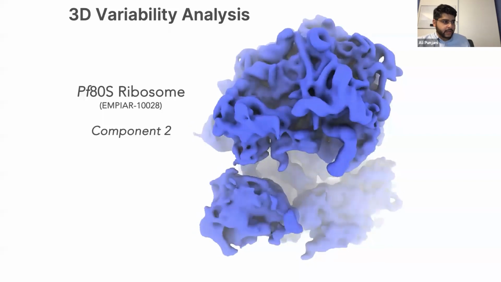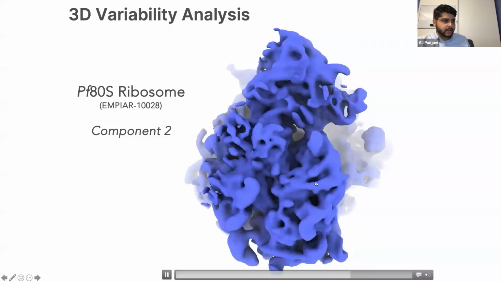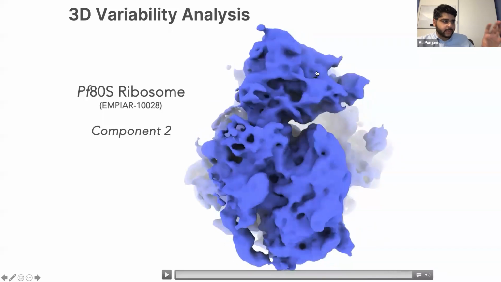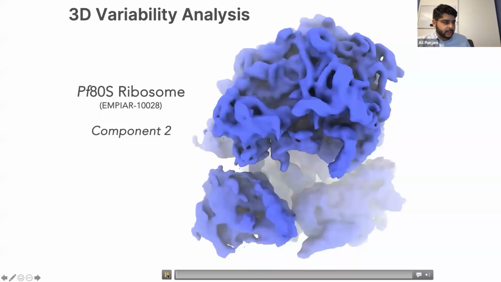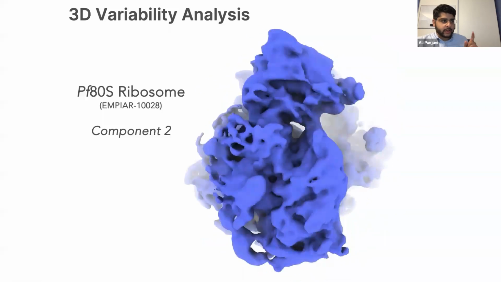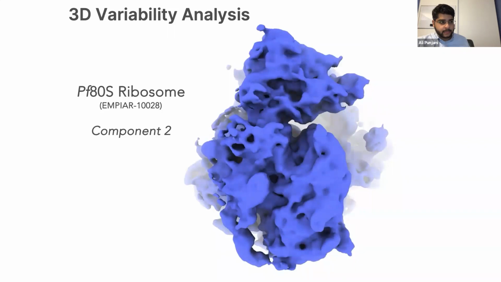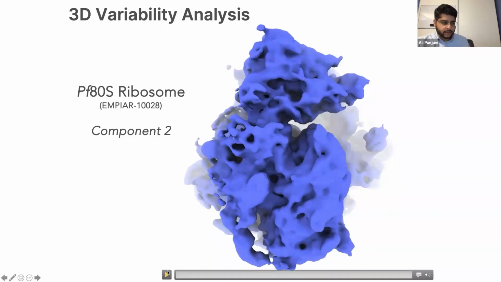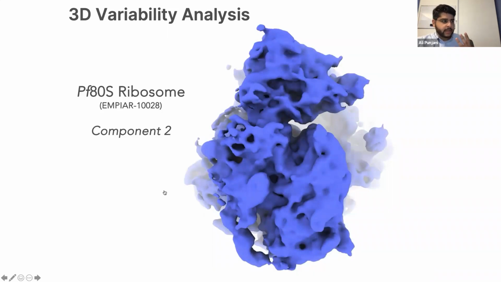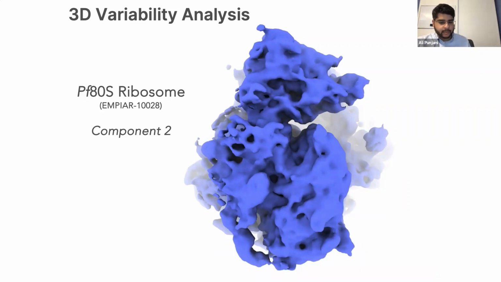This is the second component now. This time we're looking at a type of motion where the small subunit of the ribosome is rotating, ratcheting. And I'll play this one again too. What's important to recall here is that all of these different kinds of motion are being solved at the same time by 3D variability analysis from the same set of particles. What we've done is we've asked for k equals 4 variability components. And so as we solve more and more components, each one resolves a different kind of motion that might be present.